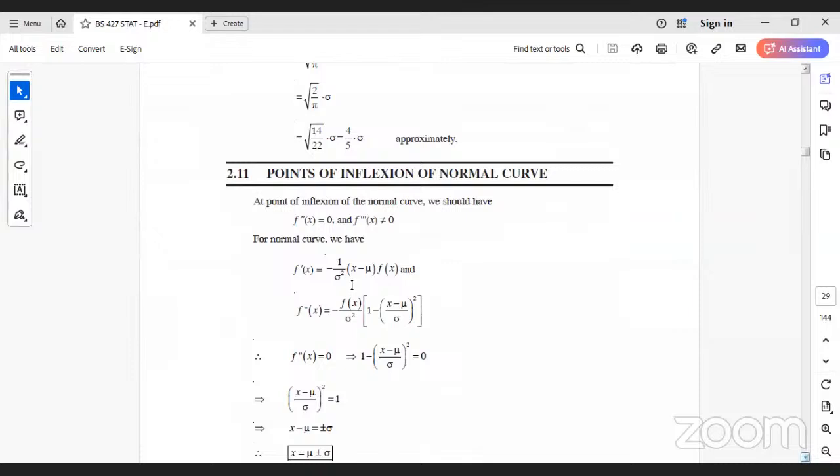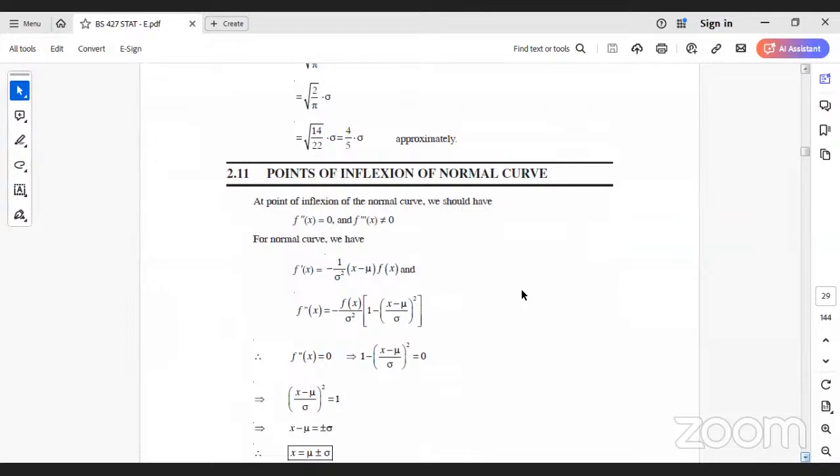Points of inflection of the normal curve. At the point of inflection of the normal curve, we should have f double dash x equal to 0 and f triple dash x not equal to 0. That is, the second derivative is 0 and the third derivative is not equal to 0.